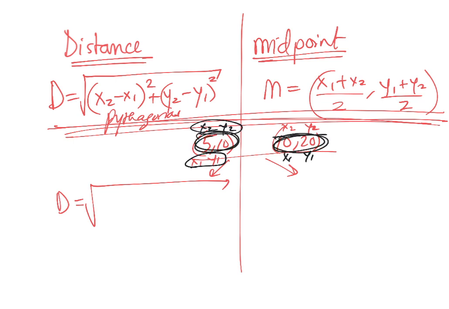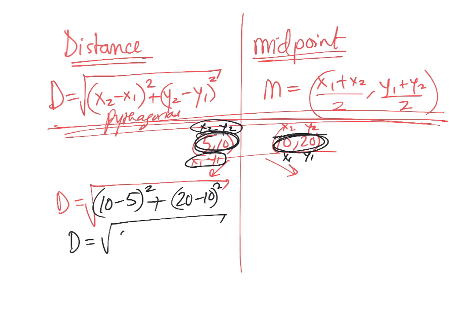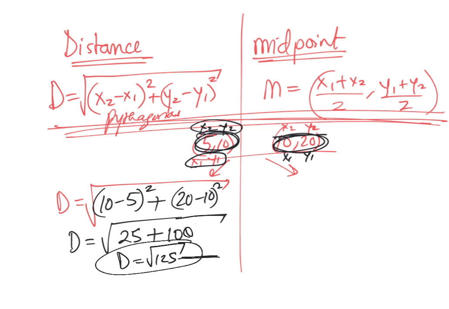So if this is x2, y2, that's 10 minus 5 squared plus 20 minus 10 squared. So d is equal to the square root of 5 squared, which is 25, plus 10 squared, which is 100. So d is equal to the square root of 125. By the way, you need to remember how to simplify your radicals. This 125 is the same thing as 25 times 5, right? So it's 5 square root of 5.